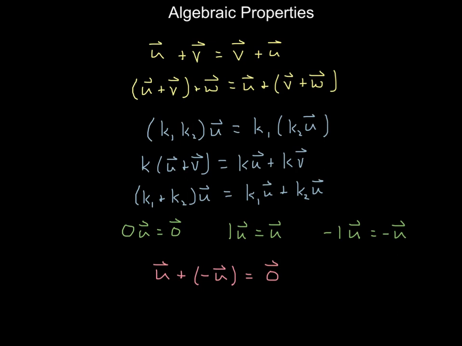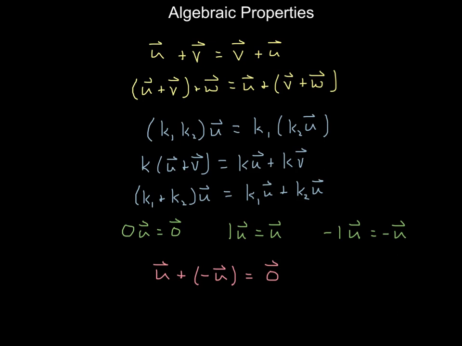Also, we have some distributive properties here. If I take a scalar times the sum of two vectors, I can distribute that scalar to each vector and add that result. And if I'm adding two scalars and multiplying that result by a vector, I can distribute the vector to each scalar, find those results, and then add the two resulting vectors. We also have some other things that we get to deal with.